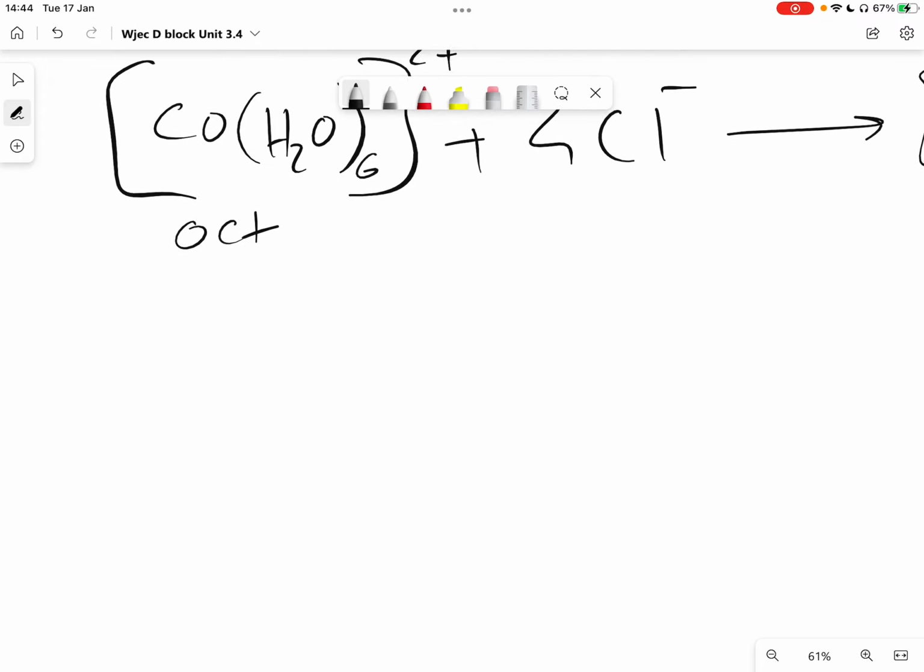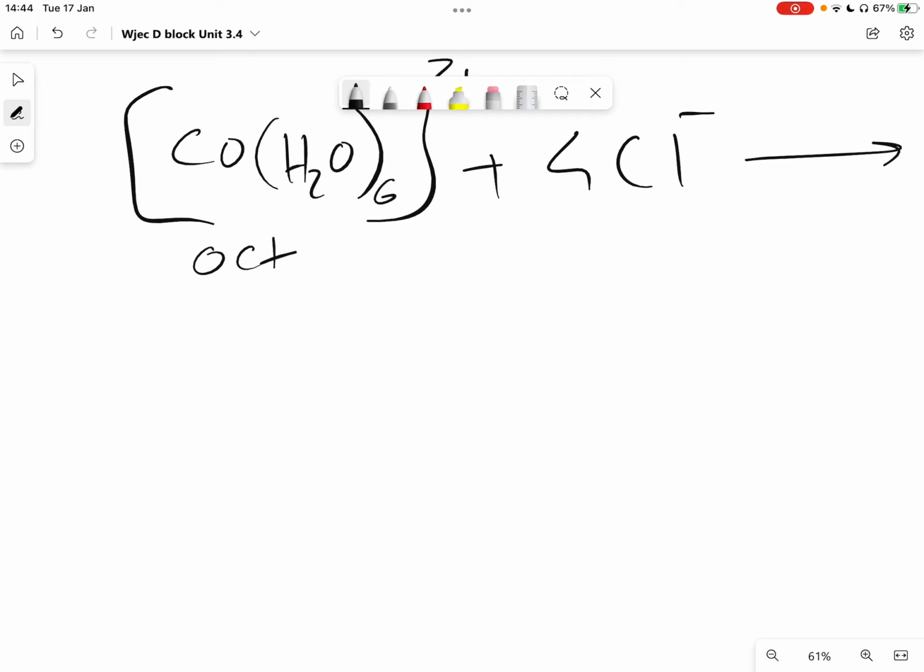Now, the octahedral arrangement of the hexa-aqua copper 2 plus means the energies of the 5 3d orbitals are split into 2, with 3 d orbitals at the lower energy and 2 d orbitals at a higher energy. So like so, I have 3d and 2d. Now this splitting is down to the ligand. When it comes closer to the central metal ion, it splits the d orbitals up.